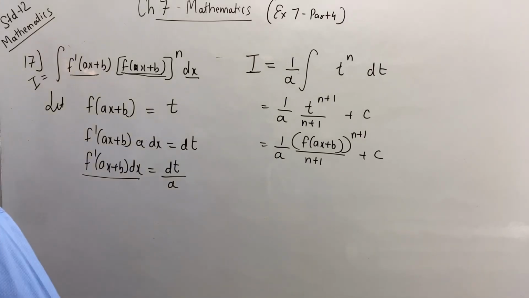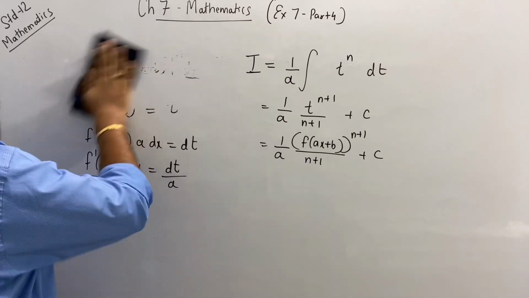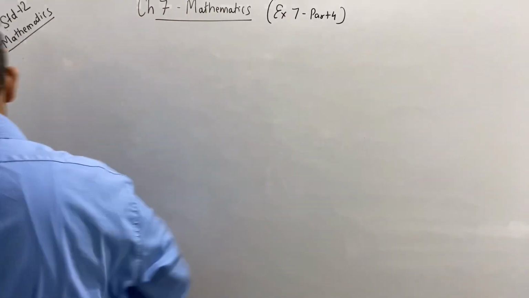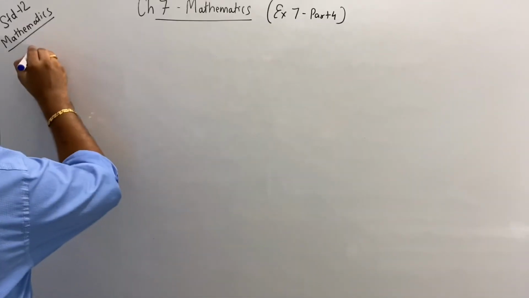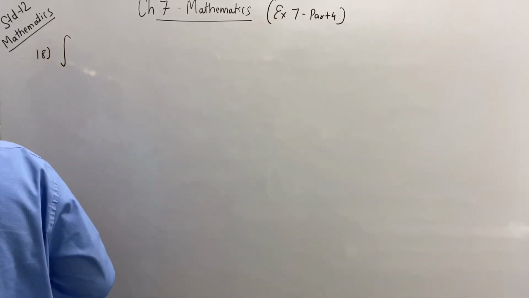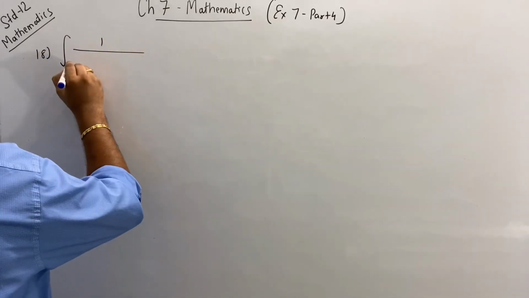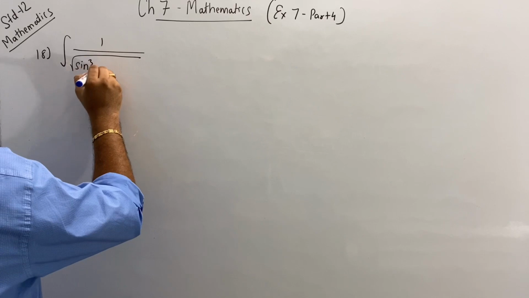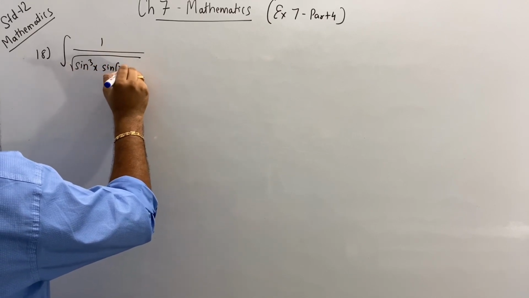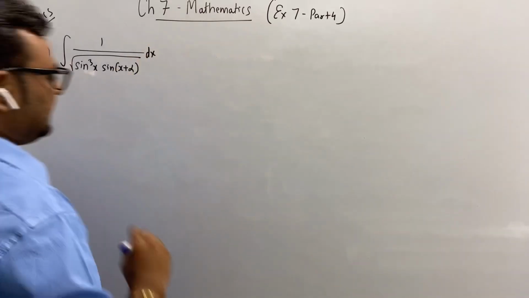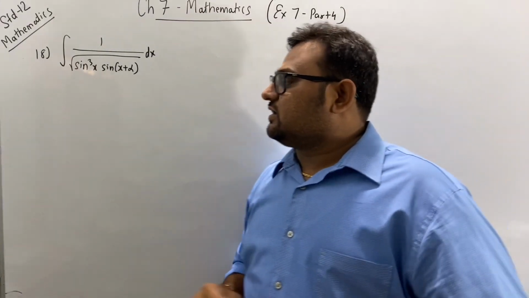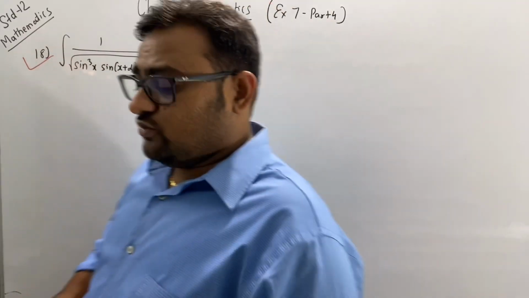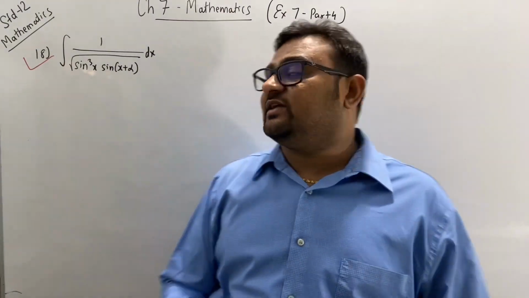Okay, let's move to the next one. Question number 18 is integration of 1 upon square root of sine cube x into sine x plus alpha. Clear? So just put a tick mark. This is a very important question. It can be asked for 4 marks.